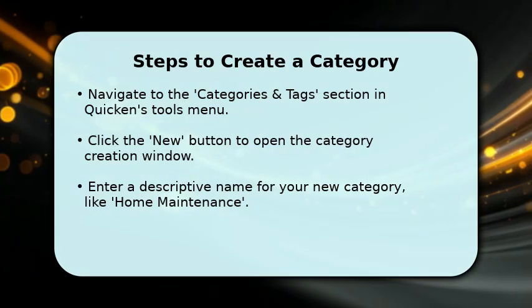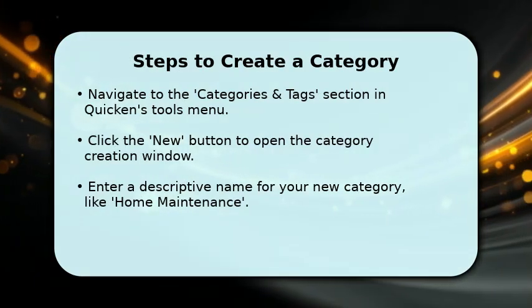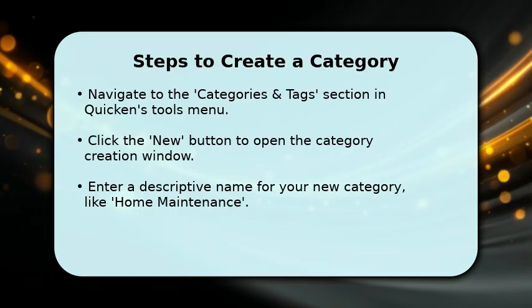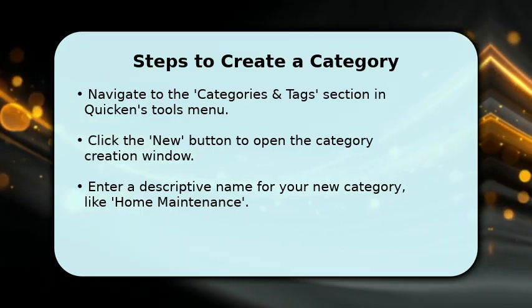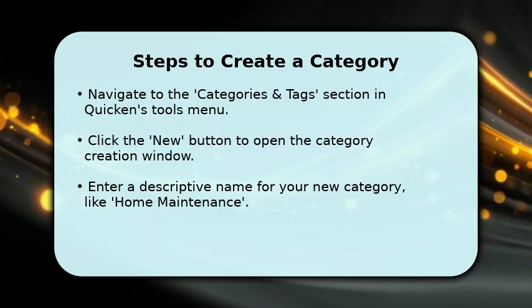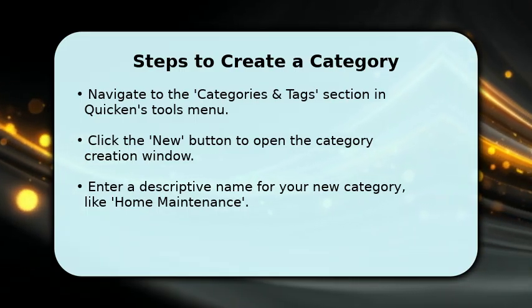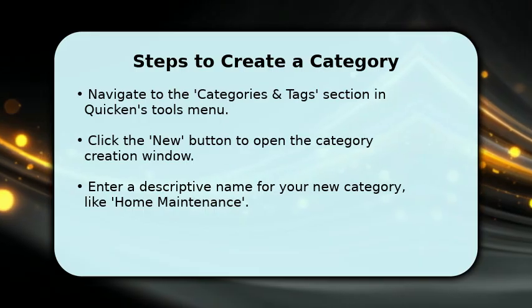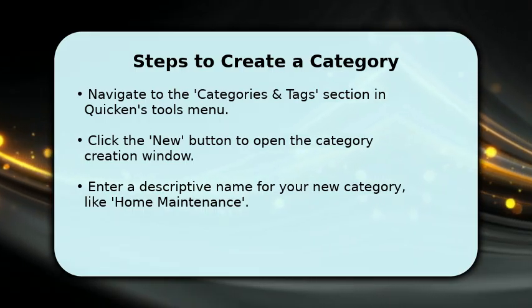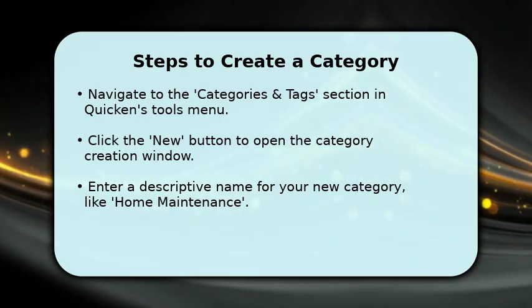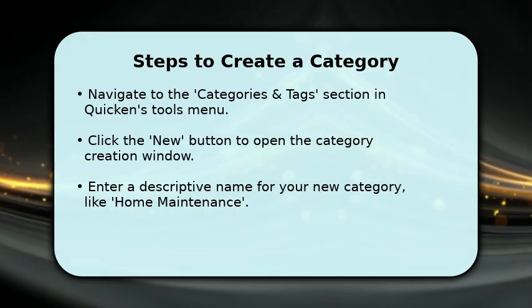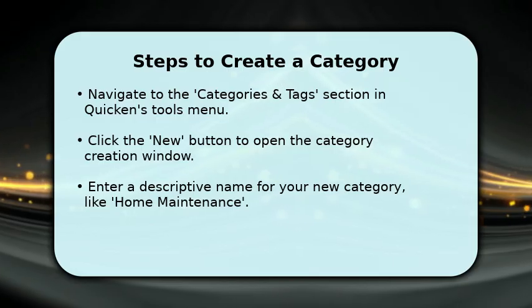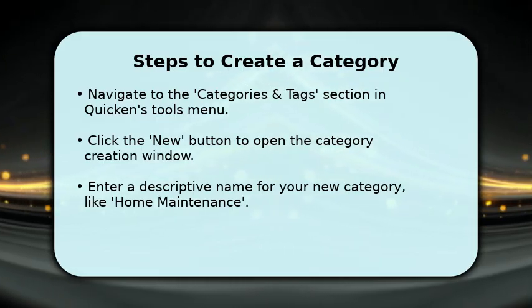To begin, open Quicken and navigate to the Categories and Tags section, usually found under the Tools menu. Once there, you'll see an option to add a new category. Click the New button to bring up the Creation window. Here, you'll enter a clear, descriptive name for your category, like groceries or utilities. Then, choose whether it's an income or expense category to ensure proper classification. This initial step is crucial for accurate financial tracking.